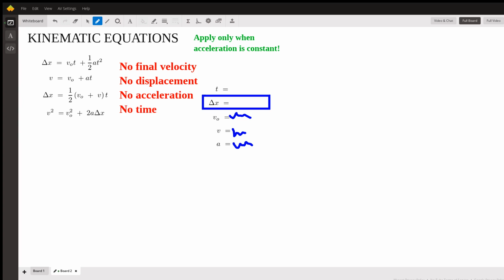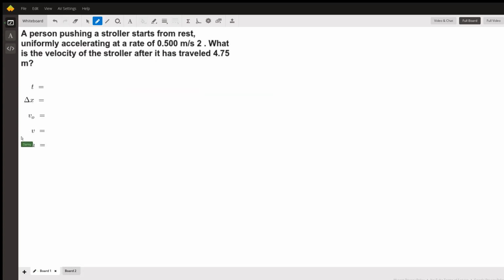Okay? Now, for the problem in question, we have a person pushing a stroller starting from rest, uniformly accelerating at a rate of 0.50 meters per second squared. What's the velocity of the stroller after it has traveled 4.75 meters? Notice in this problem, we're looking for the velocity sometime later. So that's why in my chart here, I'm going to highlight V.